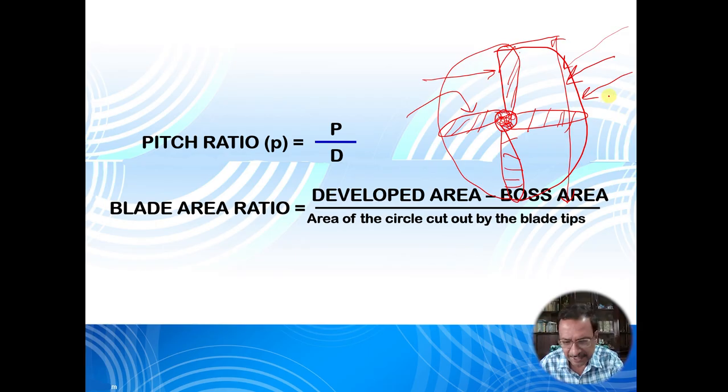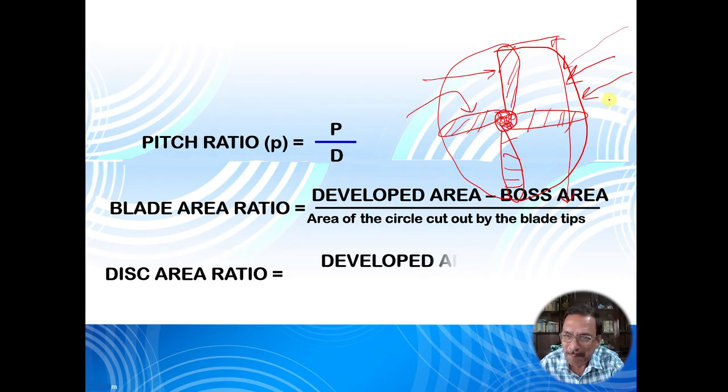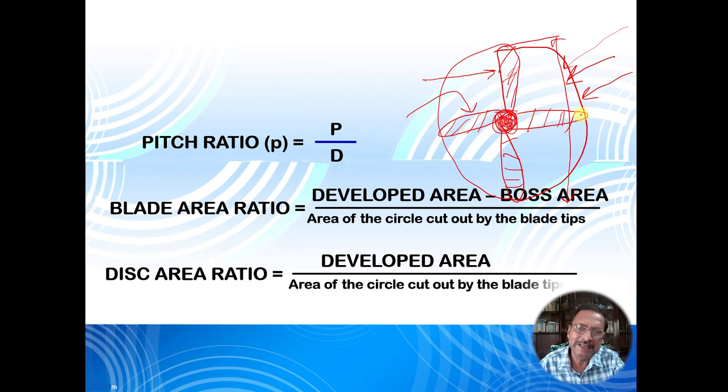There is another ratio which is called the disk area ratio. This involves the numerator being the blade area plus the boss area, all the area of blade and the boss. That is called the developed area, divided by again the area of the circle cut out by the blade tips. Let us proceed further.